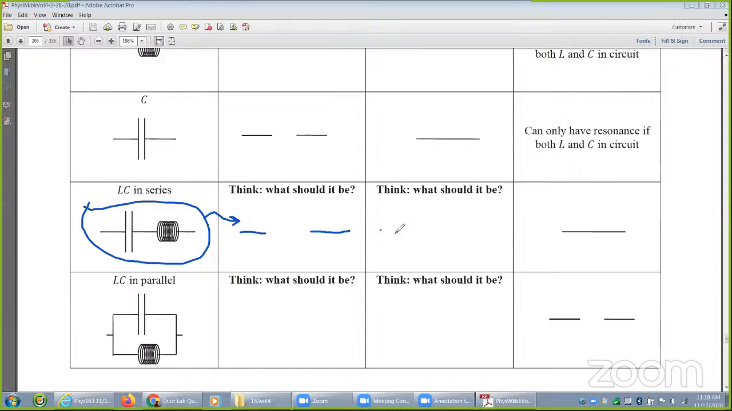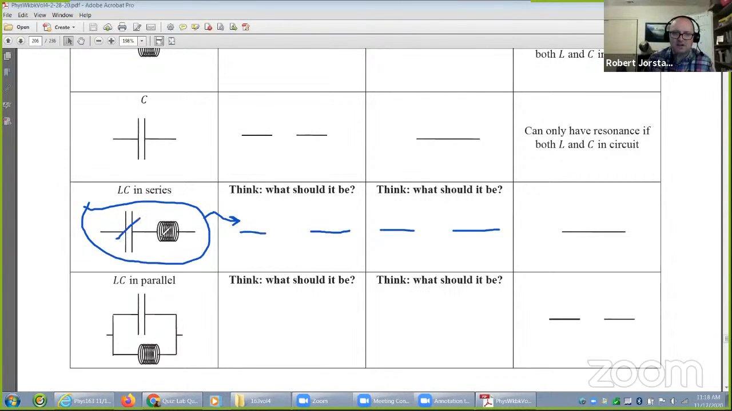Now, what about at high frequencies? It's also a break. Because what? The inductor acts like a break. Exactly. So at low frequencies, this causes a break. At high frequencies, this causes a break. So it turns out at resonance, you get a short circuit.